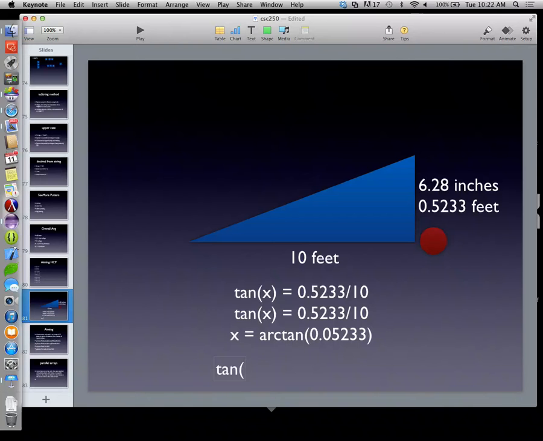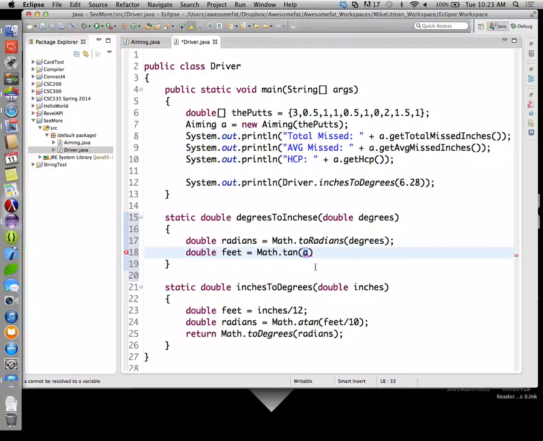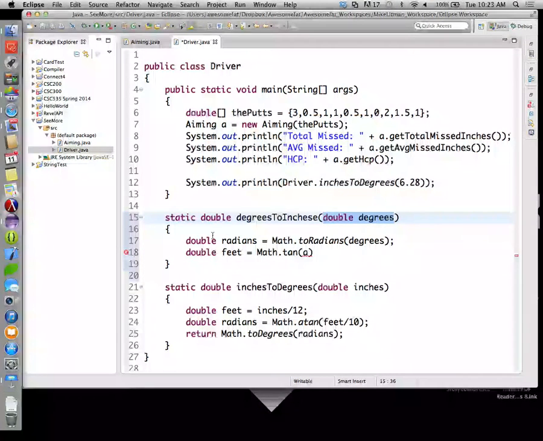The tangent of my radians variable is equal to x divided by 10. I'm trying to figure out this 6.28. We have it written here, but that's our x, that's our variable in this example. Radians was passed in, so we're going to get a number of degrees here. We'll convert it to radians.